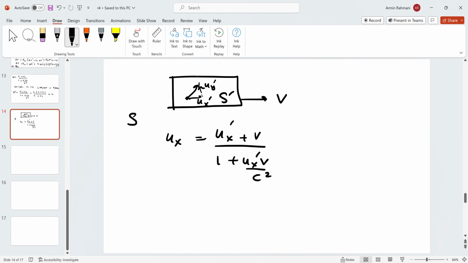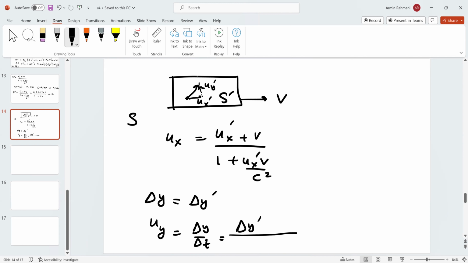And if I want to find uy, I have to consider the displacement in the y direction. There's really no transformation in the direction perpendicular to the direction of the motion. So delta y is going to be delta y prime, and uy is going to be just delta y divided by delta t, which becomes delta y prime divided by delta t.